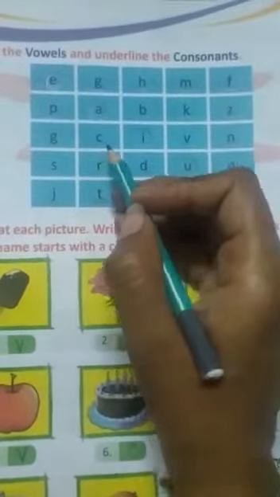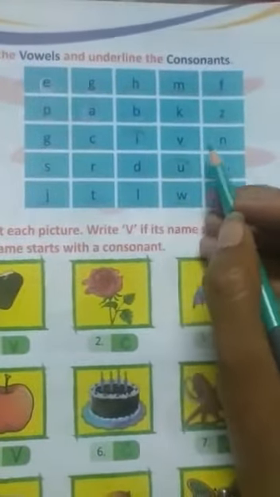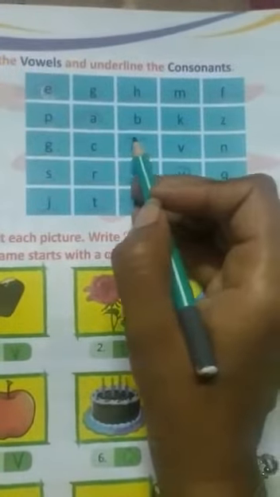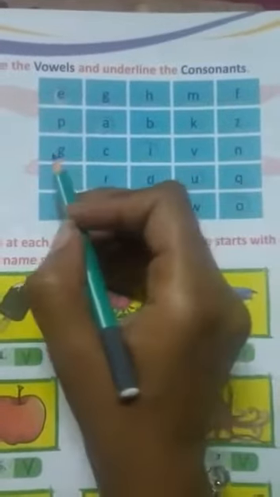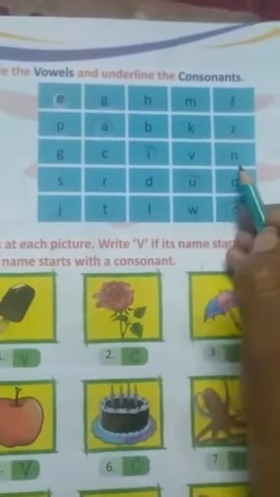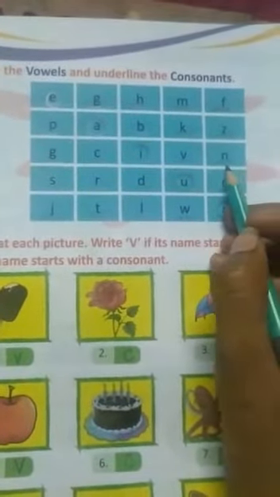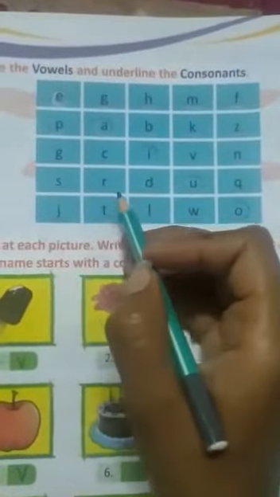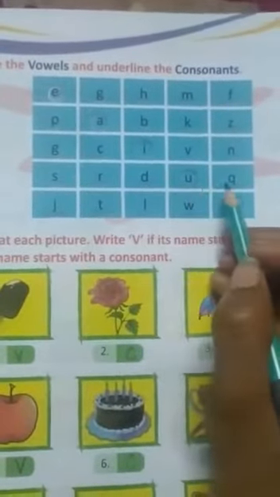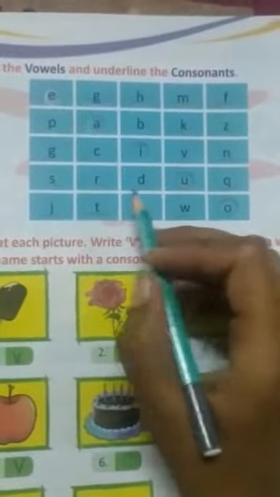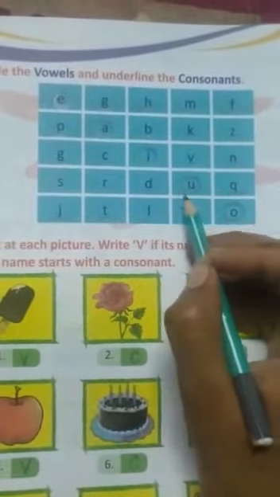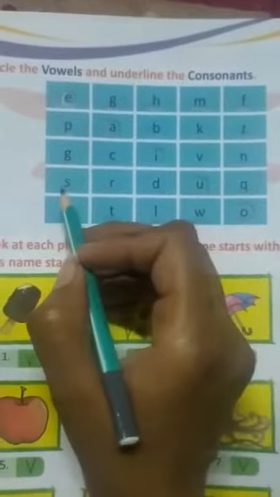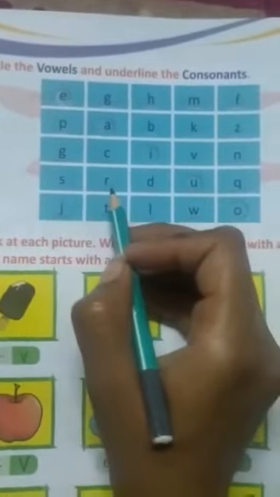Z, C, I, V, N. Here the vowel is I. So we will do a circle on I and on Z, C, V, N, make an underline. Okay. S, R, D, U, Q. Here which one is vowel? Yes, U. So we will do a circle on U and underline the other letters.